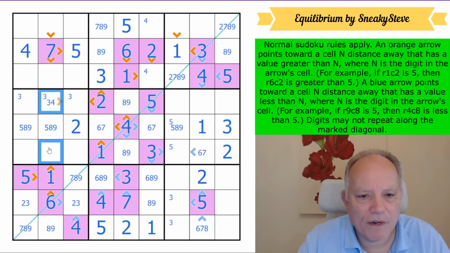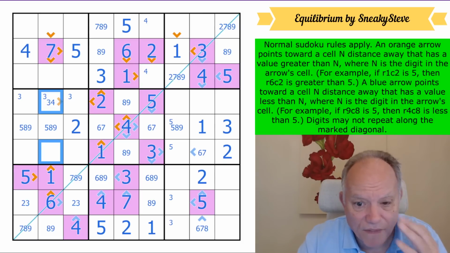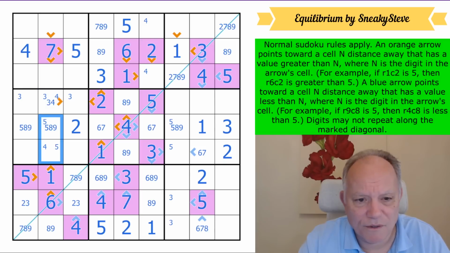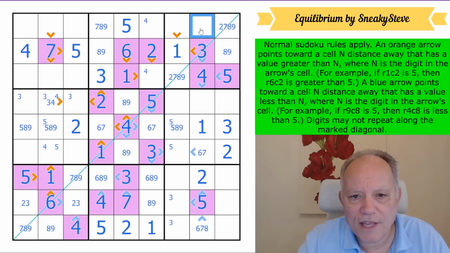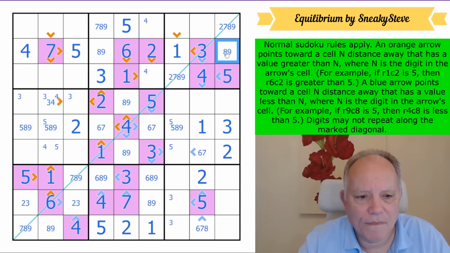Now, there's a 4 in one of those 2 cells by Sudoku. Oh, and there's a 5 in one of those 2. Oh, this is nearly unwound now. This is not a 2. Oh, goodness. These 8, 9 pairs. One of these is a 2.